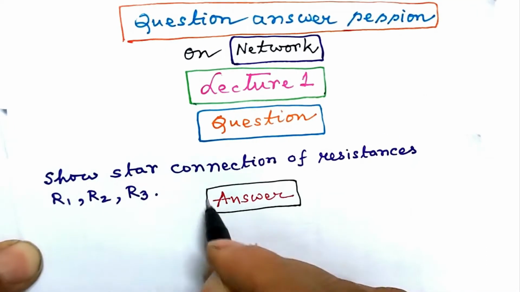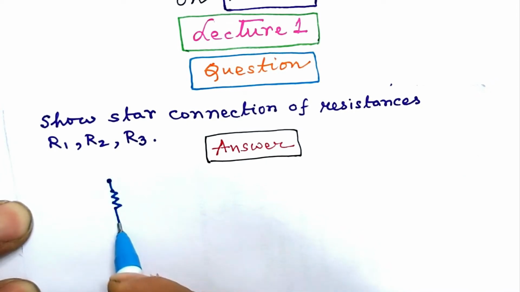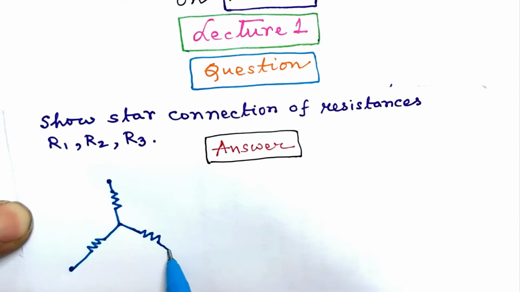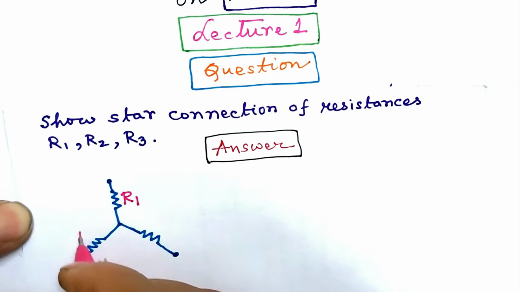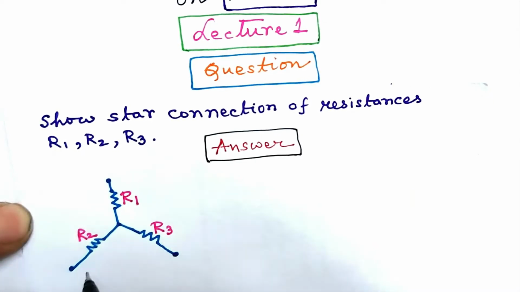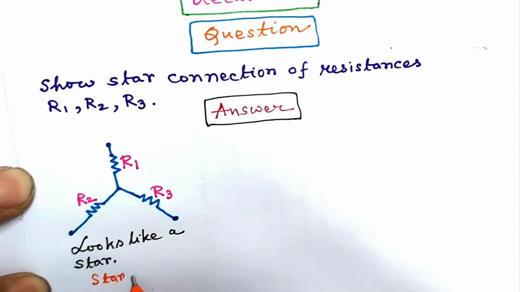The answer. 3 resistances are given and let us construct a combination of them by connecting all the 3 at a point while keeping the other point free or open. This is it. Call this resistance R1, this is R2, and this one let us call R3. The combination, as we have built it, looks like a star. Hence this network is referred to as star network.